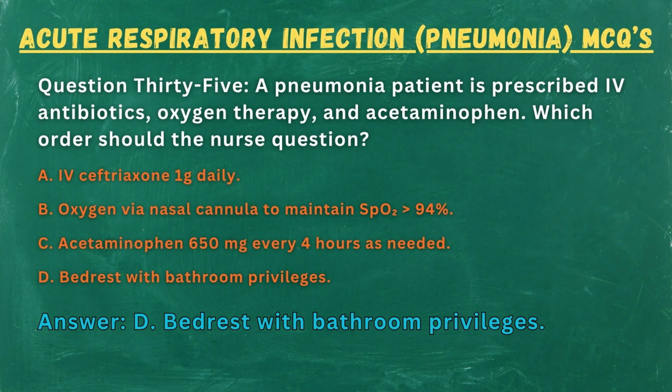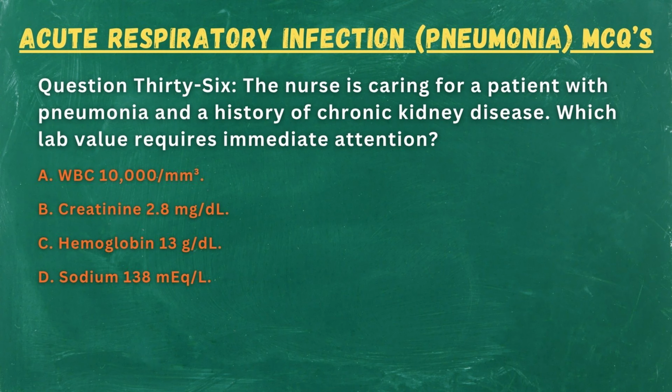Answer. D. Bed rest with bathroom privileges. Question 36. The nurse is caring for a patient with pneumonia and a history of chronic kidney disease. Which lab value requires immediate attention? A. WBC 10,000/mm³. B. Creatinine 2.8 milligrams per deciliter. C. Hemoglobin 13 g/dL. D. Sodium 138 milliequivalents per liter.